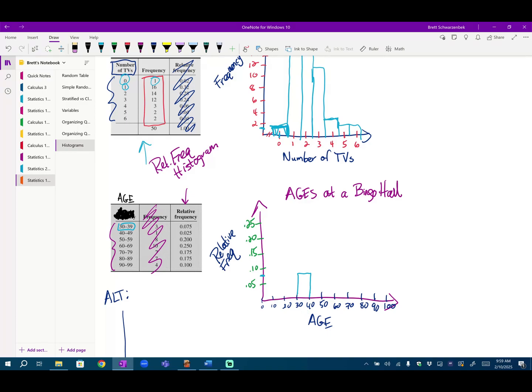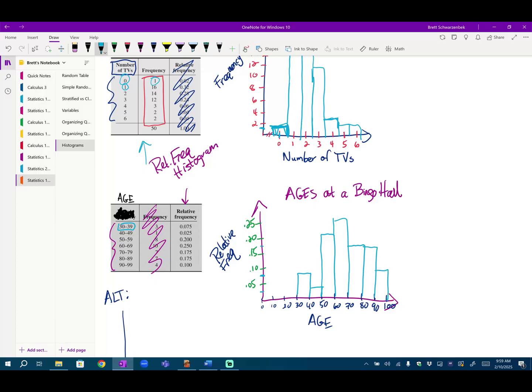So if we continue on, 40 to 49 is 0.025, so that actually looks like that's going to go lower. That's here. So we're going to go right here from 40 to 50, which is going to be our 40 to 49. From 50 to 59 is going to be 0.2, which we're going to shoot up to here. From 60 to 69 is 0.250, which is our highest value. From 70 to 79 is 0.175, which is in here. So we can go right off this bar here and down. We have 0.175, so 80 to 90 is the same thing. And then we go down a little bit from 90 to 99 to go to 0.1.